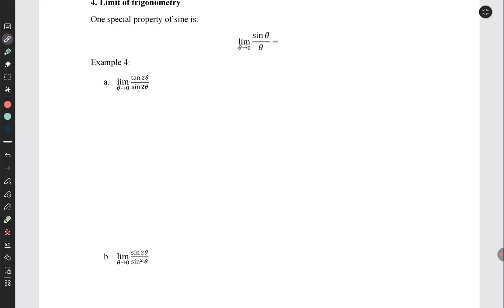Okay, we're gonna do B, but let's write out the property. That special property is the limit of sine theta over theta, or theta over sine theta, as theta approaches 0. First of all, it only works with the sine. Change that to cosine, you don't have that property. You don't have that property with tangent.